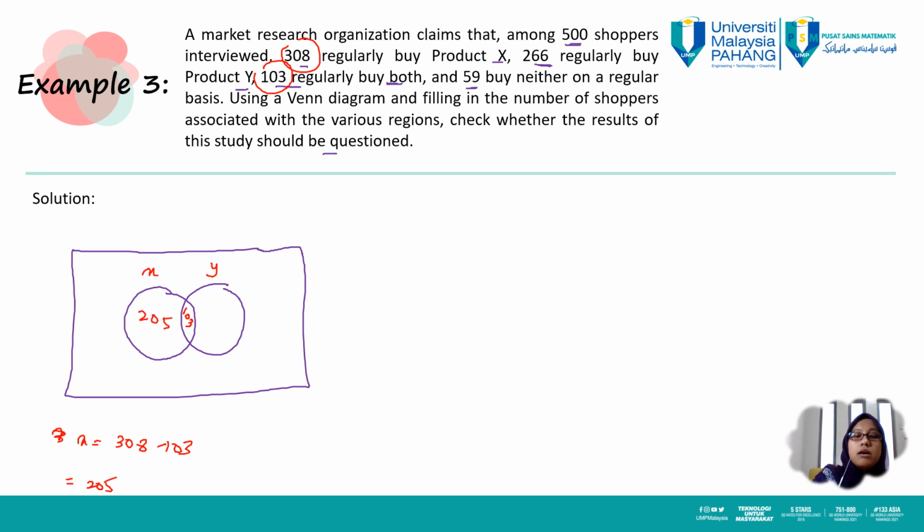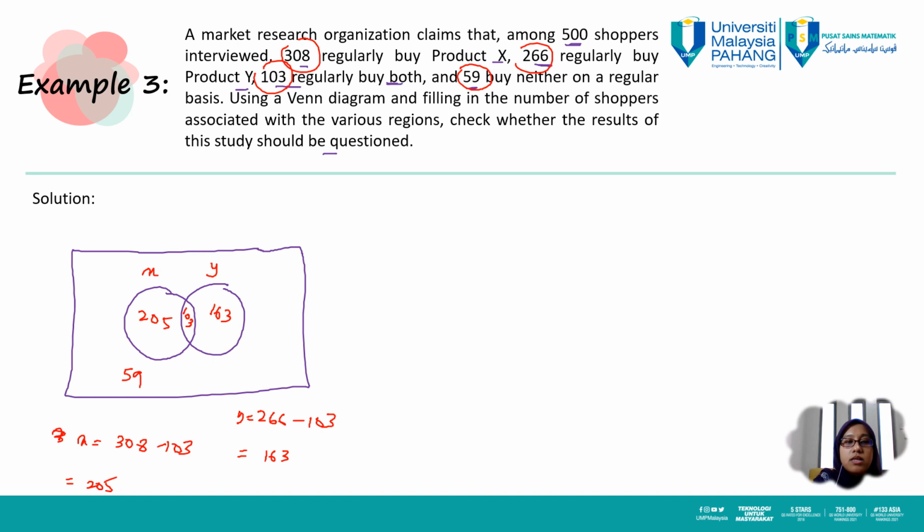Then how about buy Y only? Buying product Y you have 260. So Y only is equal to 260 minus buy both 103. So we will have 157. So here 157. And it is also stated that 59 shoppers are not buying X or Y. That means 59 not buying X, not buying Y.